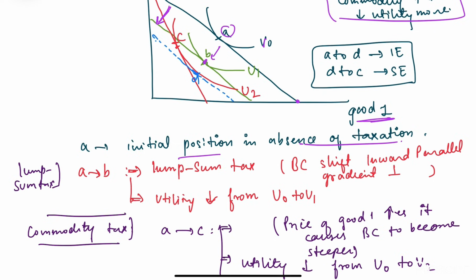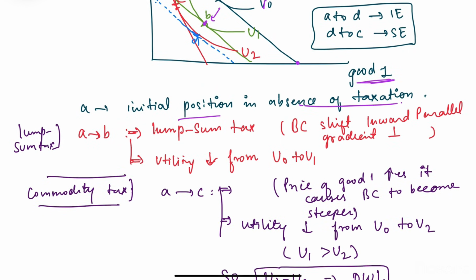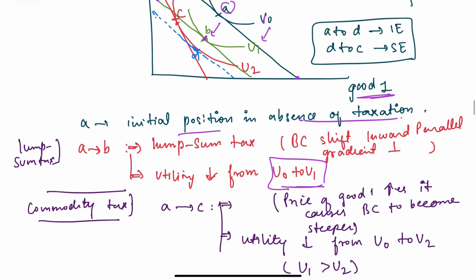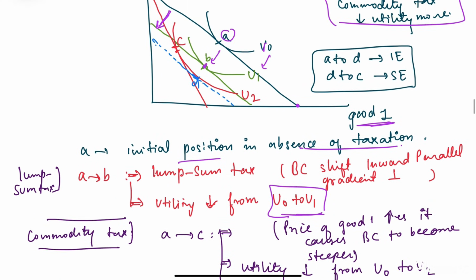Okay, here where the utility is tangent to the new budget constraint, if we are considering there's a lump sum tax. So in this case, what has happened? Utility has fallen from U0 to U1, right? And now we're considering a case of commodity taxes. So in commodity tax, what happens? कि हमारा price changes.